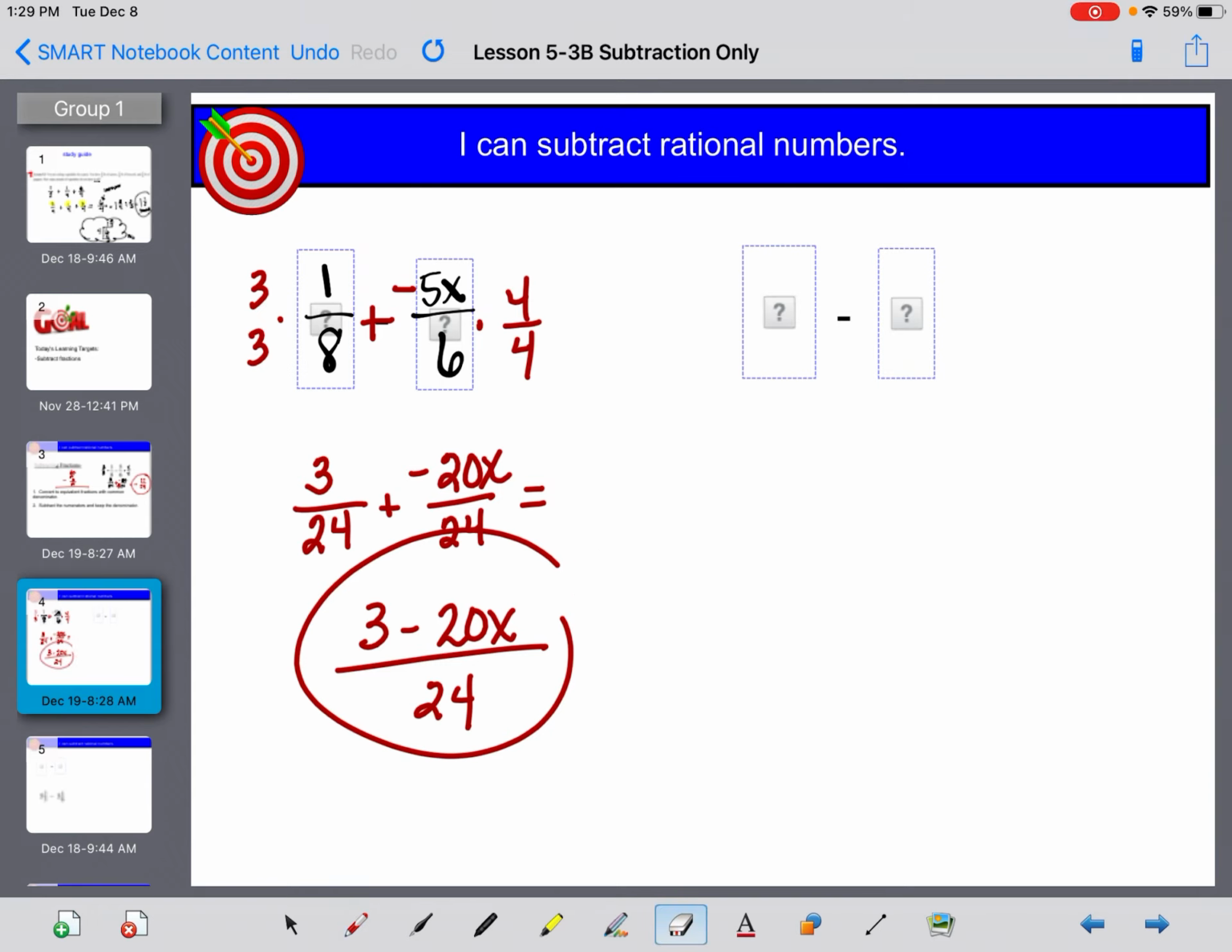And go ahead and leave that expression just as it is. 3 and 20x are not like terms, so you cannot combine them. The 3 does not have an x. Okay?